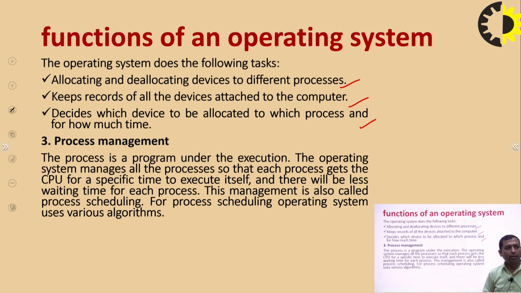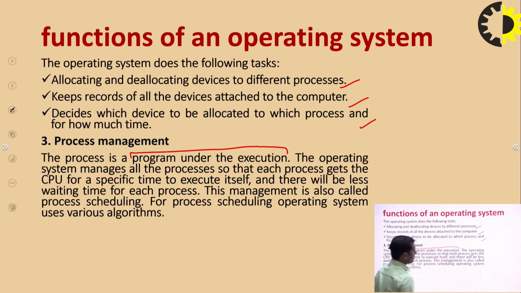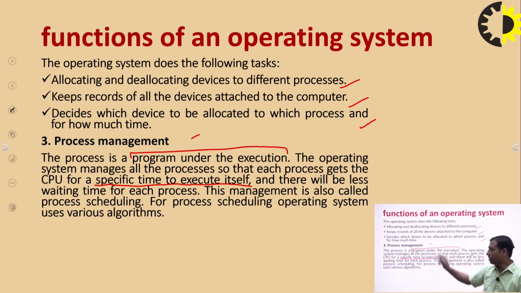Now the third task, that is process management. What is a process? A process is a program under execution. This is the main point: a program under execution is known as a process. The operating system manages all the processes so that each process gets the CPU for a specific time to execute itself, and there will be less waiting time for each process. This management is also called process scheduling.